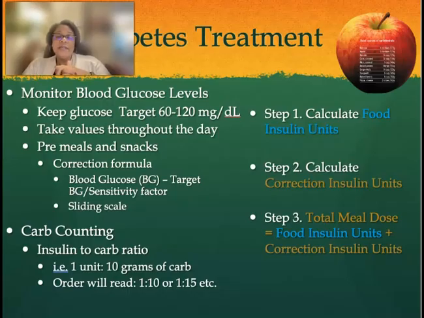So there are 2 things that a doctor is going to have to order. They're going to have to order the correction formula and our insulin to carb ratio, as you can see. So here is our correction formula, and here is our insulin to carb ratio. You're going to need these 2 things in order to figure out how much insulin your patient is going to need.